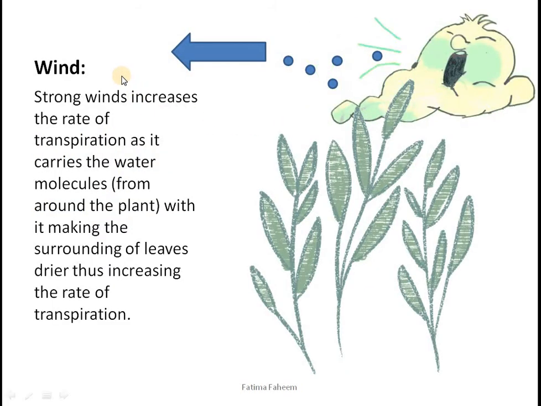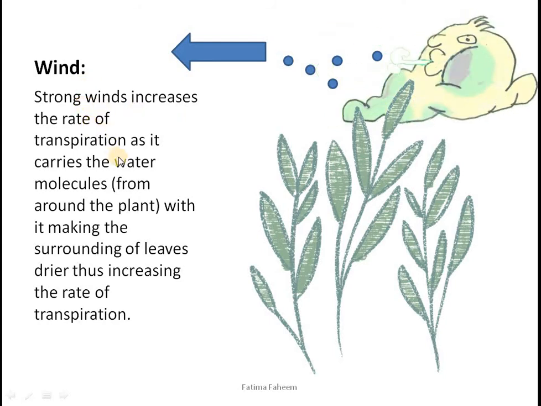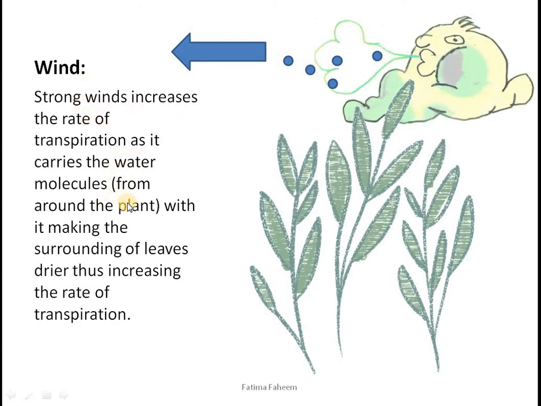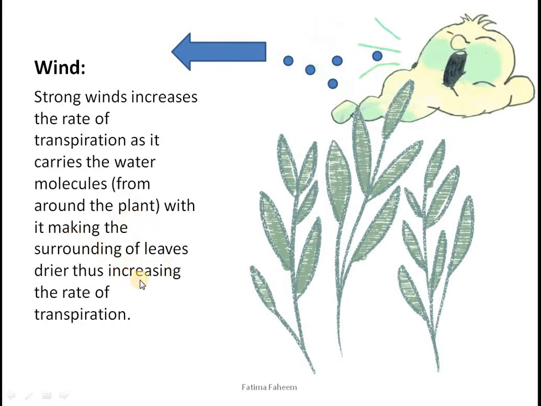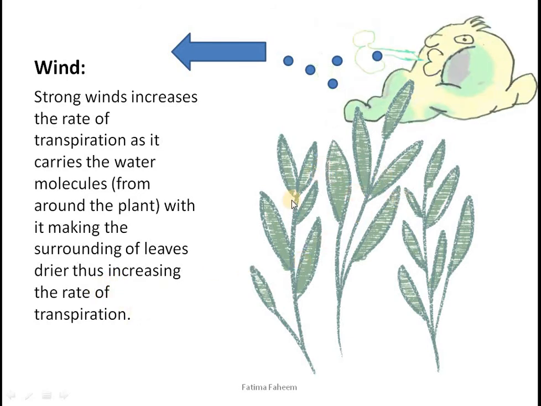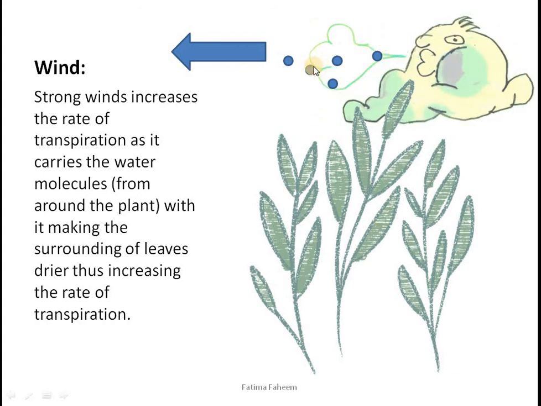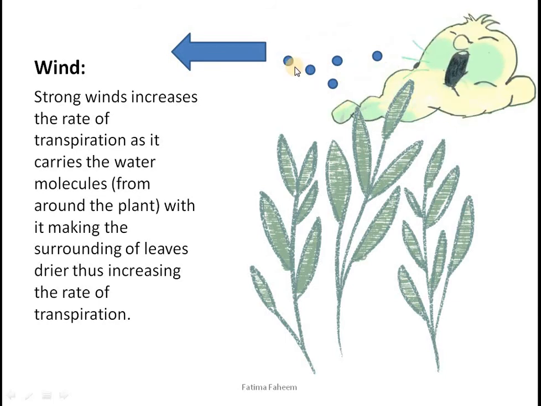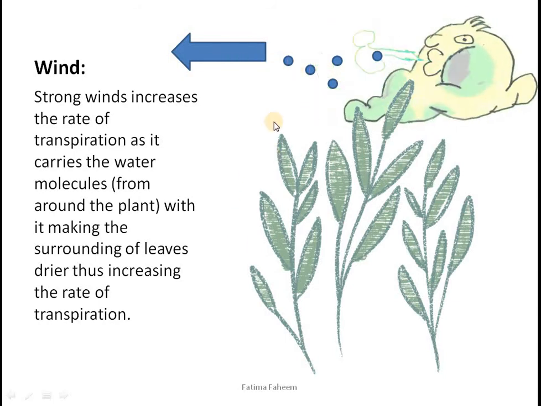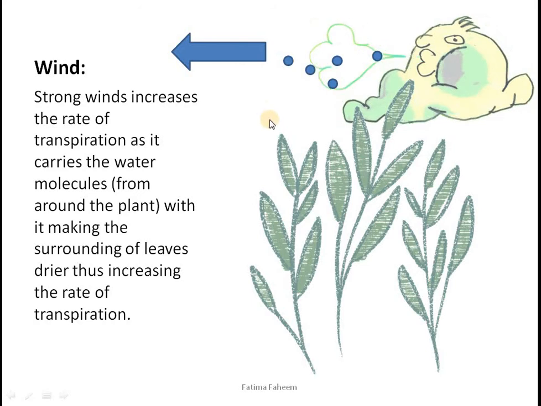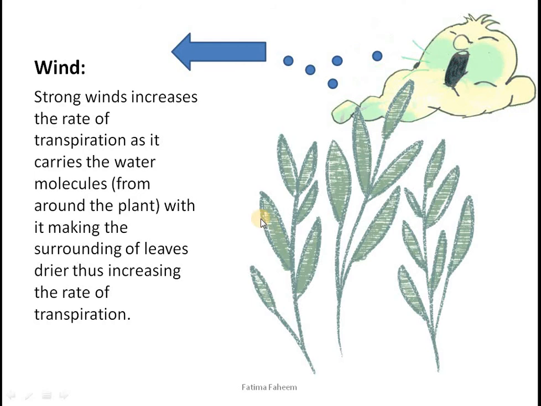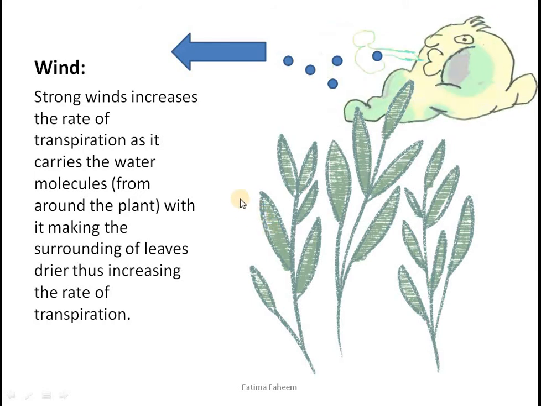Next is strong wind. Strong winds increase the rate of transpiration as they carry the water molecules from around the plant, making the surrounding of the leaves drier, thus increasing the rate of transpiration. So whenever the plants are losing water, if there is strong wind, these water molecules would be carried away. The surrounding of the plant would become drier, or dry air would exist around the plant. It will cause more water to be lost into the environment because of the diffusion gradient.